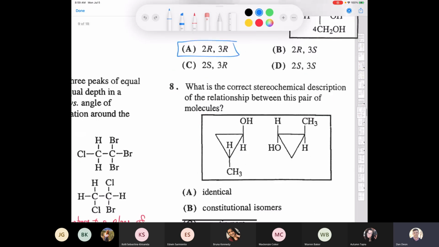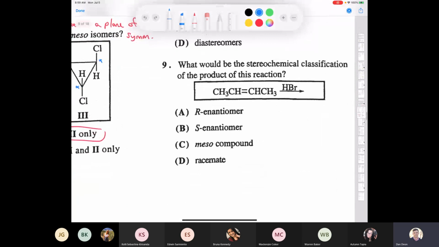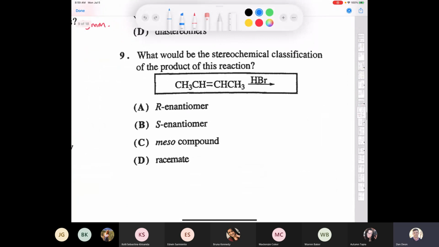Well, let's take a look at hydrohalogenation. What would be the stereochemical classification of the product of this reaction? We have 2-butene. It doesn't tell us anything about cis or trans. That's neither here nor there. And it just says, what do we end up with? A meso compound, a racemic mixture, an R enantiomer, an S enantiomer. It might be worthwhile to try and draw the mechanism of this. But could anybody make a suggestion? And I'll give you some time to think about it.